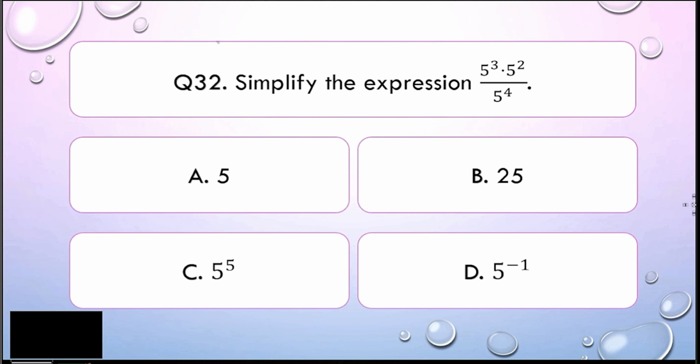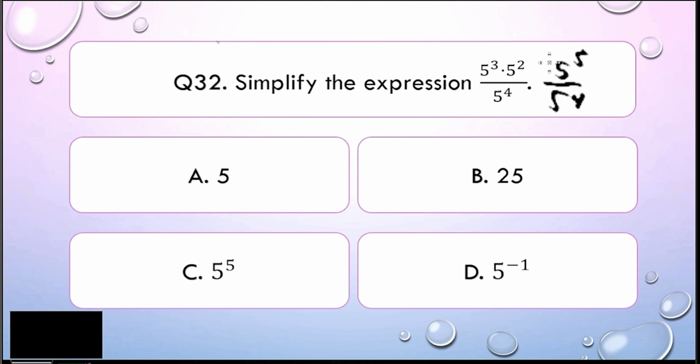Alright, math learners, in solving this problem, this is very easy. Why? Because you can just apply what you have learned in the product rule as well as in the quotient rule. So, in the product rule, if you have the same base, what you need to do is to copy the base and you add the exponent. So, 3 plus 2, that is 5. Alright, divided by, so you just copy the denominator, 5 to the power of 4.